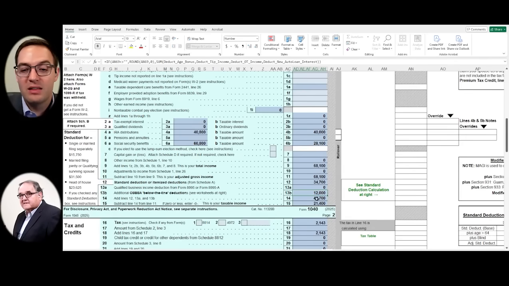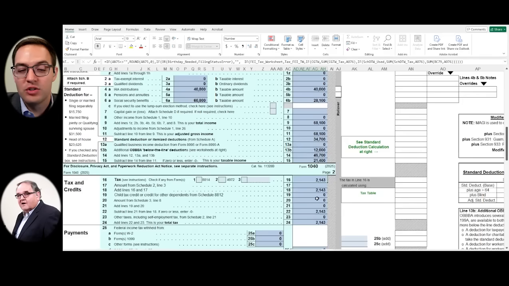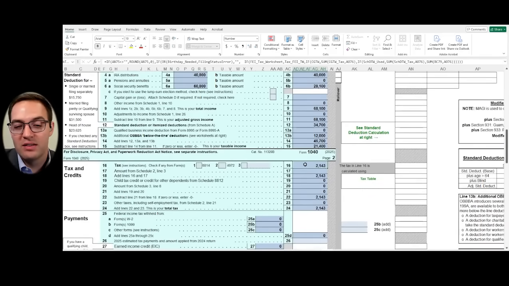Well, the 21,000 is their taxable income. The total tax on that is $2,100, $2,143. Federal tax, we're ignoring state taxes for this example. That is very, very low. So they have $100,000 of income, and they're only paying $2,100 in federal tax.